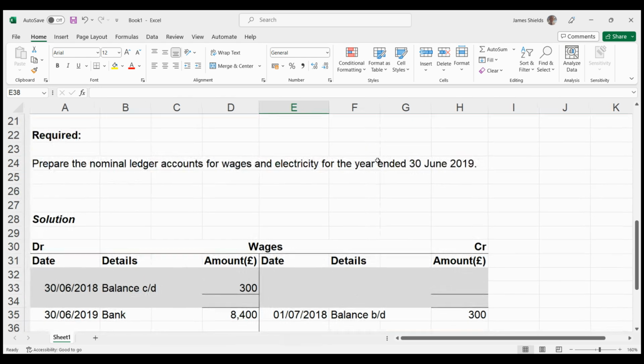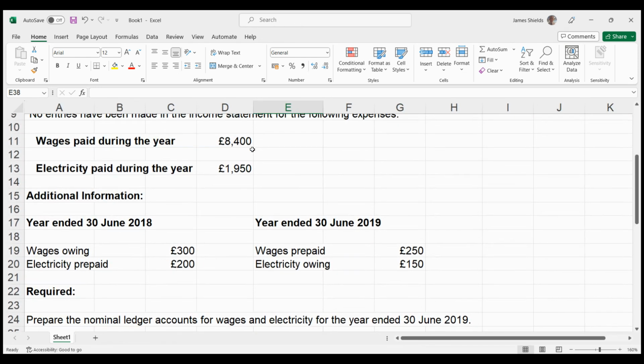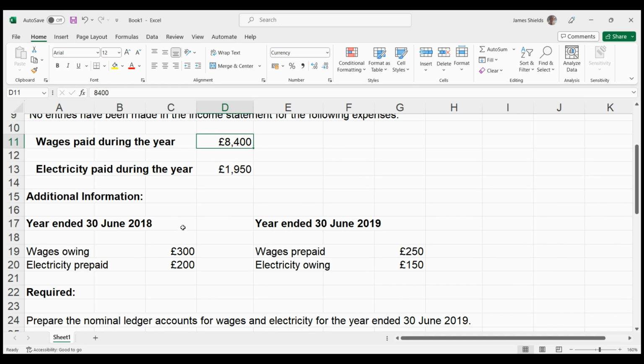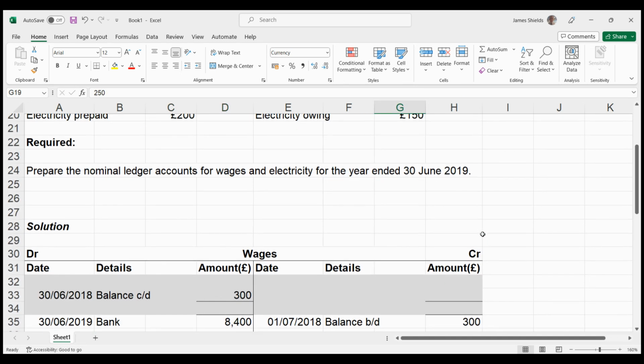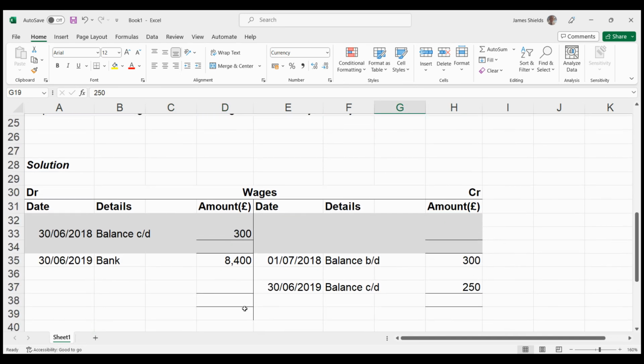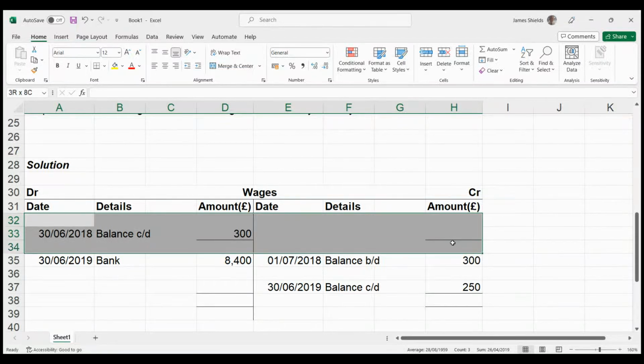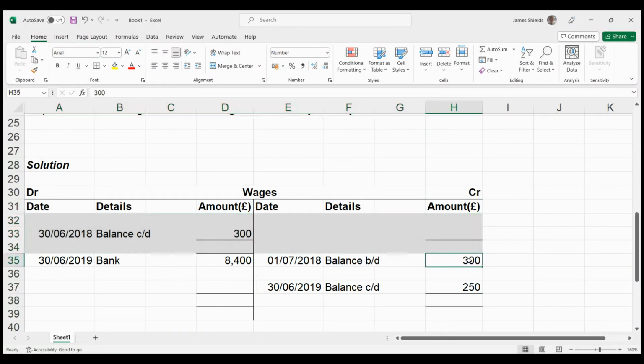So now we've entered all of the information. We've entered the £8,400 paid during the year, the wages owing at the beginning of the year, and the wages prepaid at the end of the year. Now, in all T accounts, your two columns, the debit side and the credit side, need to balance. Now remember, we're not taking into account this grey bit. That was just my workings out earlier on to show us where our balance brought down was going to be.